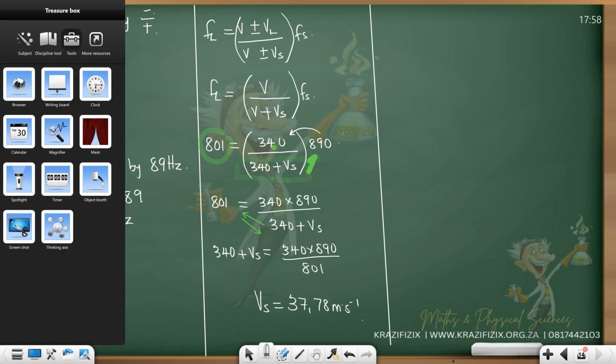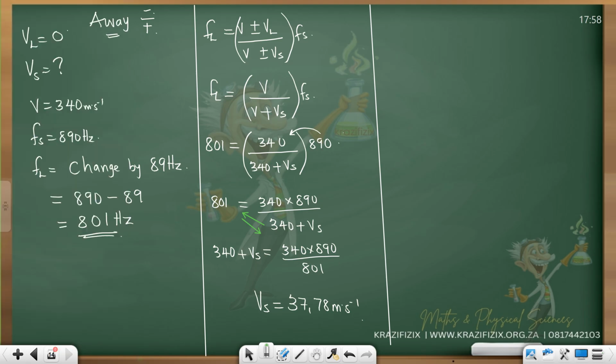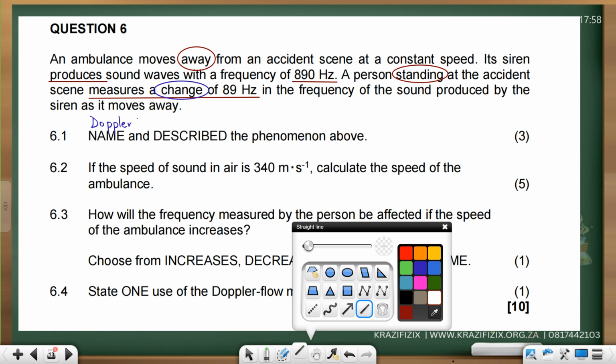If you are not sure, simply look, this is 1-2 marks that can boost you. You have 340 times 890, over 340. We know the speed as 37,78. They said if the speed increases, change it to a very big number so you can see whether it's increasing or decreasing. Look at your answer, 472. So what's the answer? Decreases. Please don't just guess and lose that 1 mark.